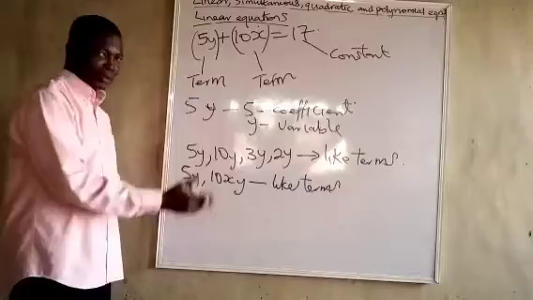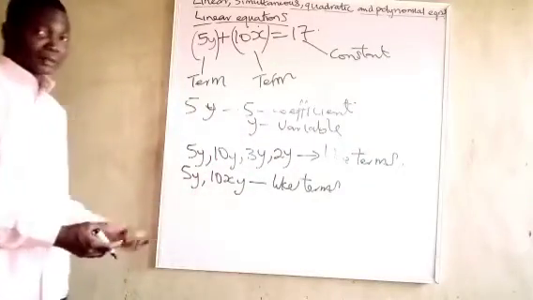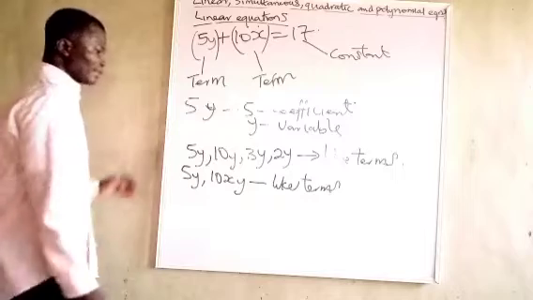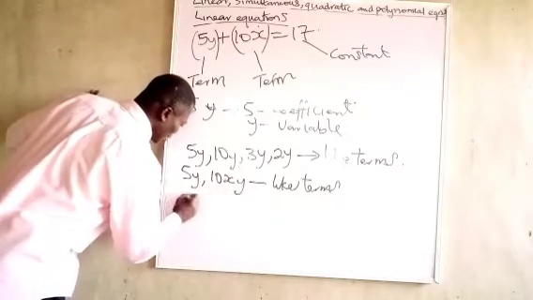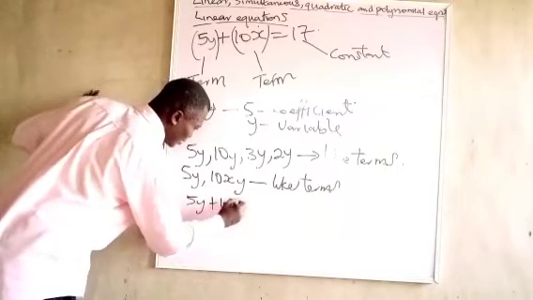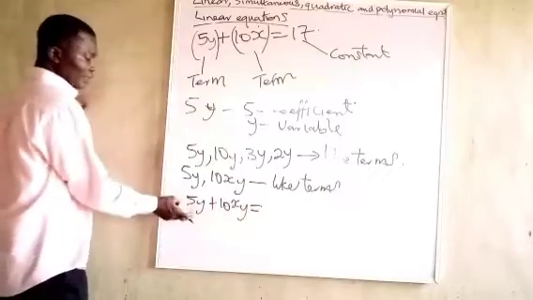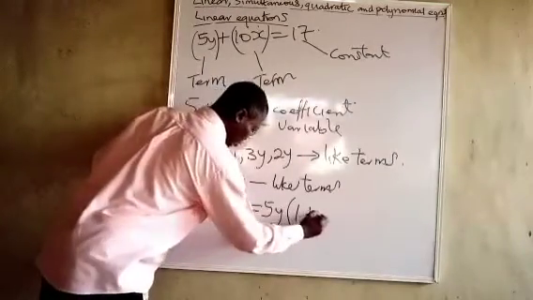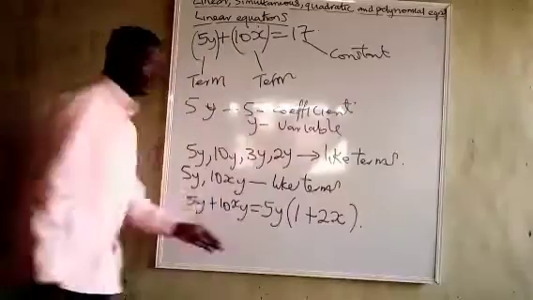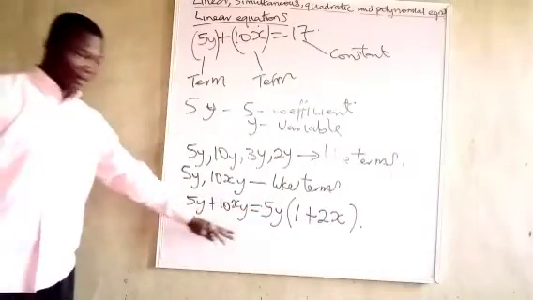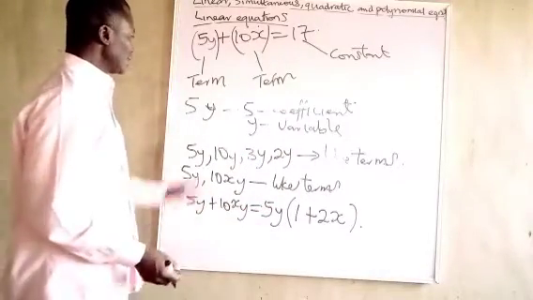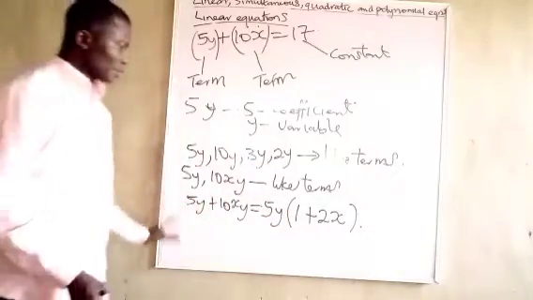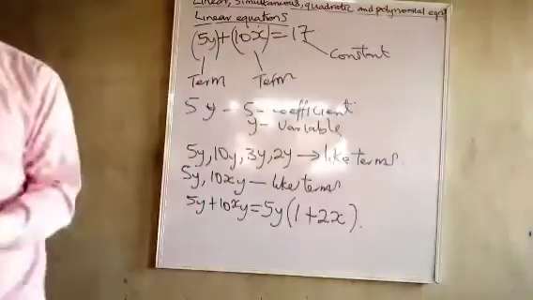The only thing is that I can factorize, that is bringing out the factors. You remember our common factor, LCM, HCF. So if I have 5y plus 10xy, you can see that 5 is common to both, y is common to both. So I can now say 5y times (1 plus 2x). That is the only operation I can perform with this. So what I need you to understand is term, coefficient, variable, and like terms. With this, you can start our operation.